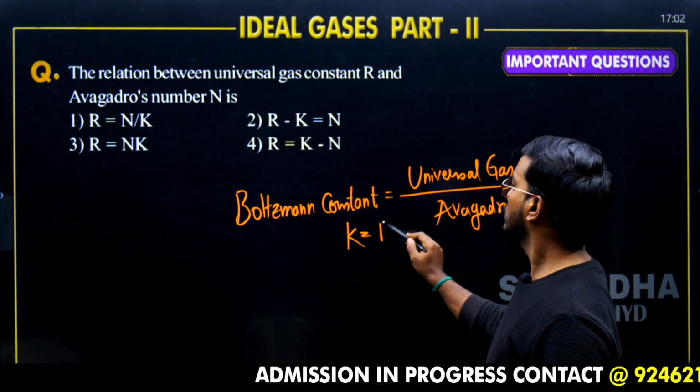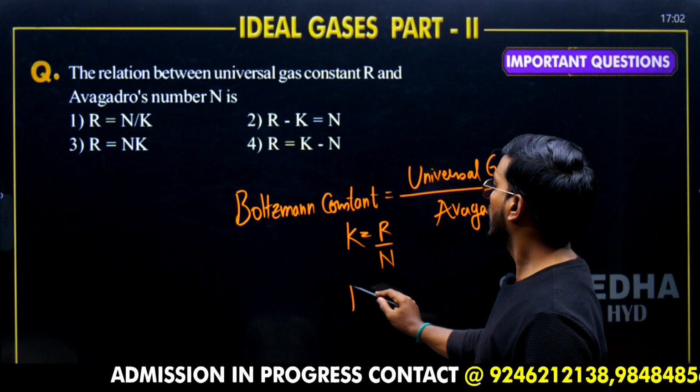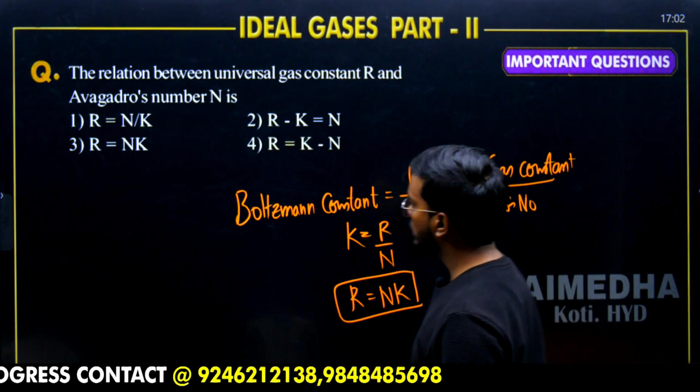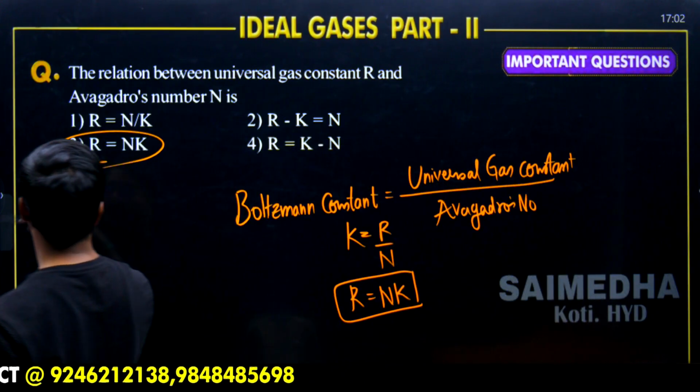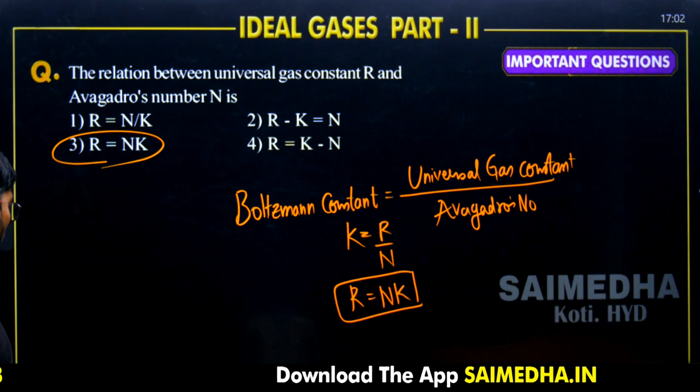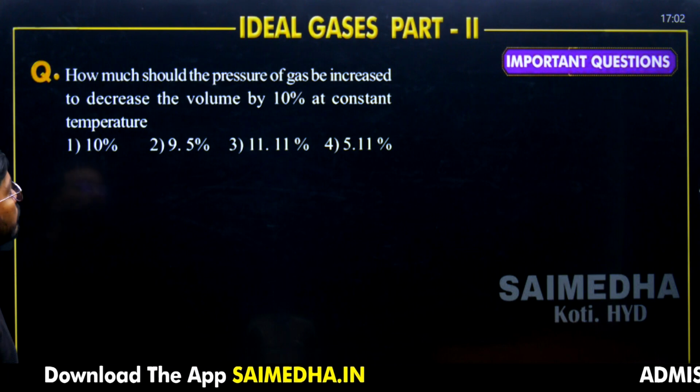K is equal to R by N. Then R is equal to Nk. R is equal to Nk. This is an expected question now in the examination. Okay. Moving on to the next question.